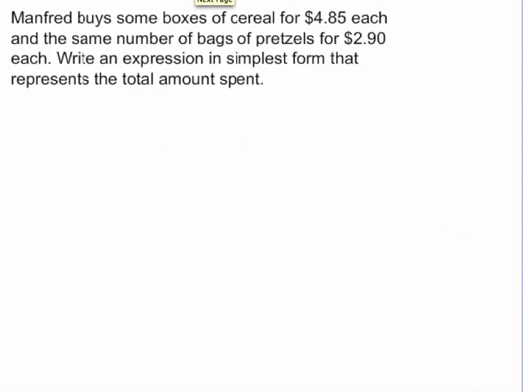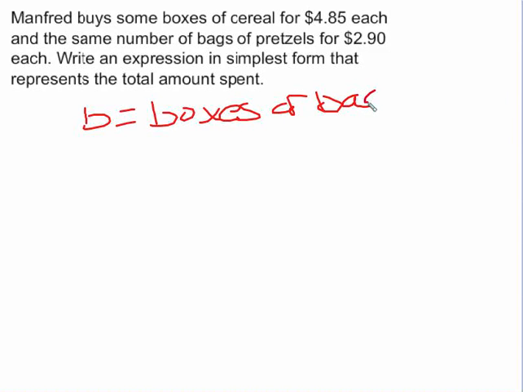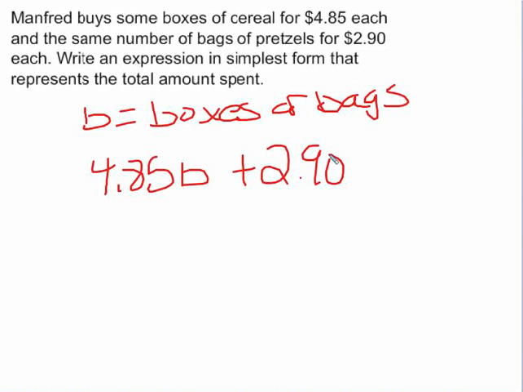All right. Manfred buys some boxes of cereal for $4.85 each and the same number of bags of pretzels for $2.90 each. Write an expression in simple form that represents the total amount spent. So in this case, if I say that B equals boxes or bags purchased, I know that $4.85 multiplied by B is going to give me the total cost for all the boxes of cereal, and I know that $2.90 multiplied by B is going to give me the total cost for the number of pretzels purchased.